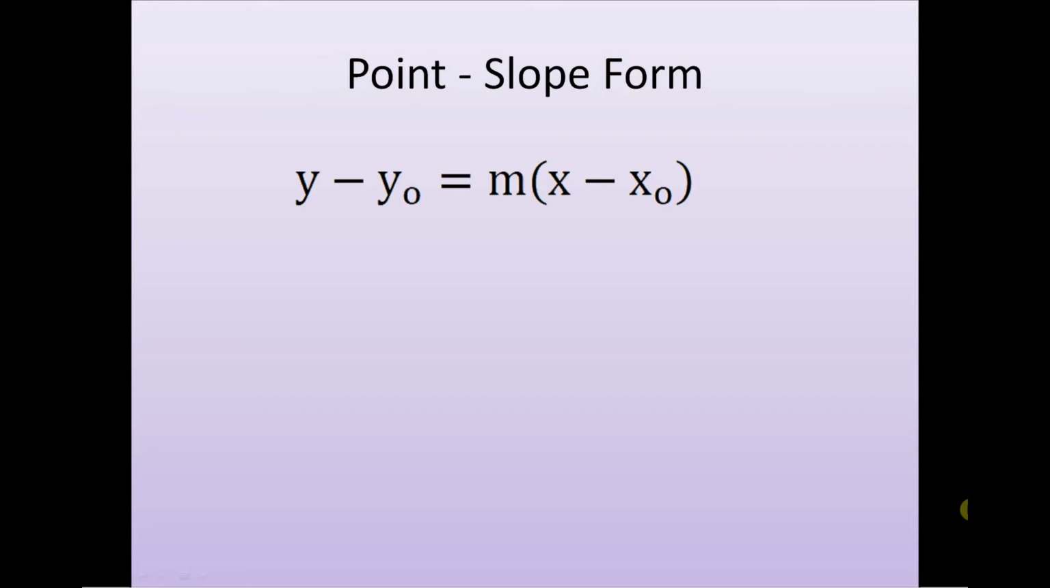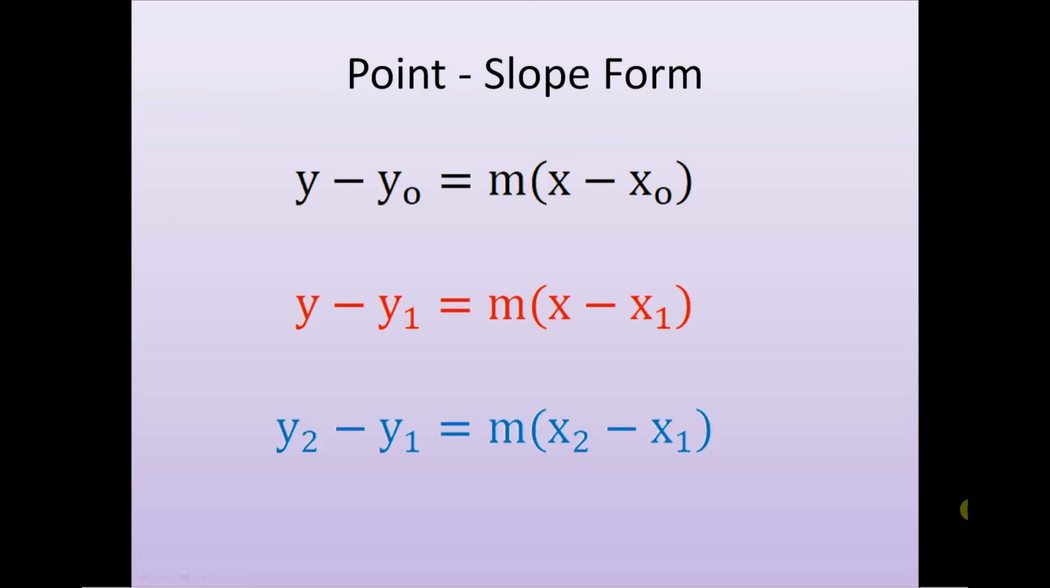Depending on who you talk to, or what book you read, you may also see it written as y minus y1 equals m times (x minus x1). I've also seen it written like this, y2 minus y1 equals m times (x2 minus x1), which is essentially the definition of slope. So make sure you can spot either of them.